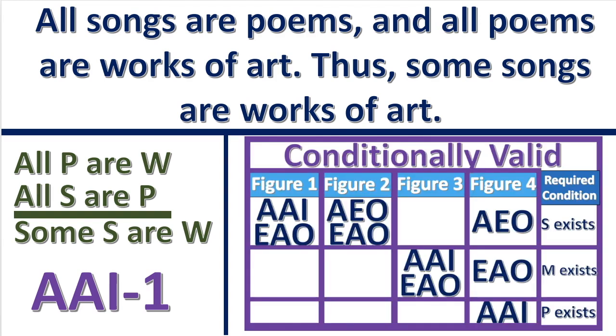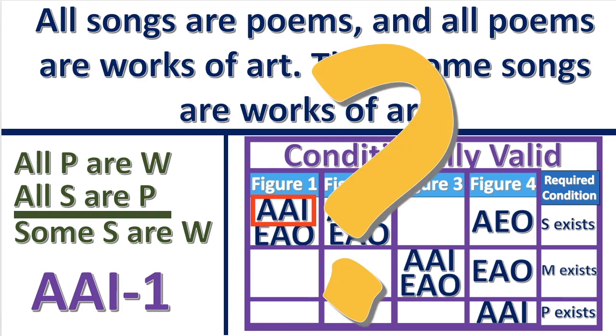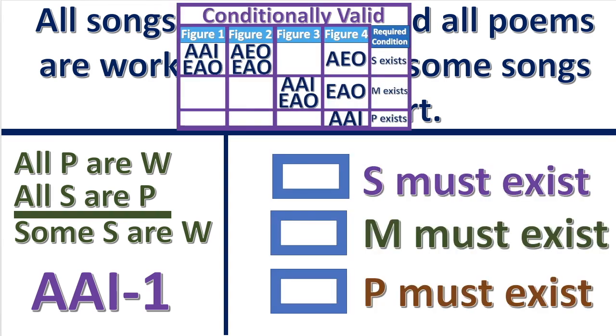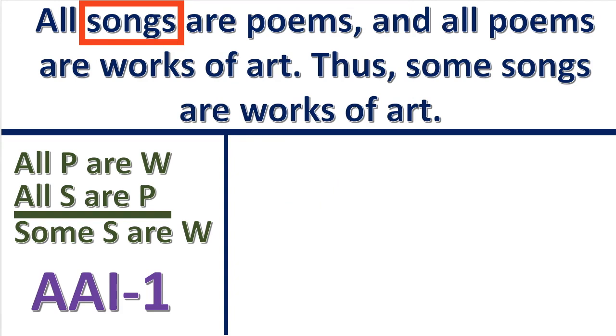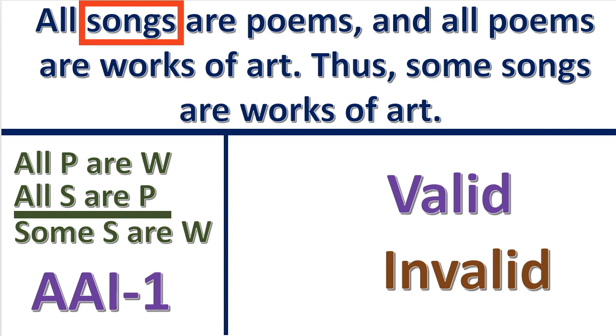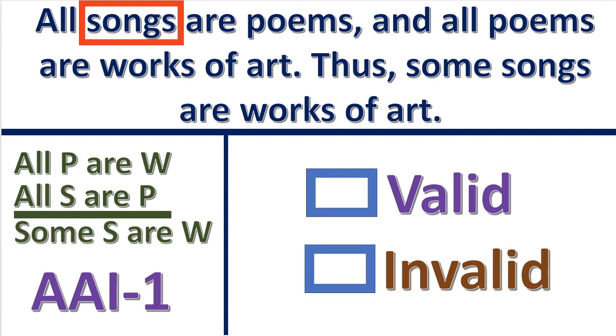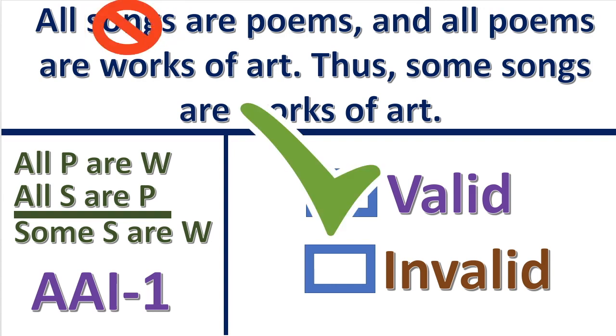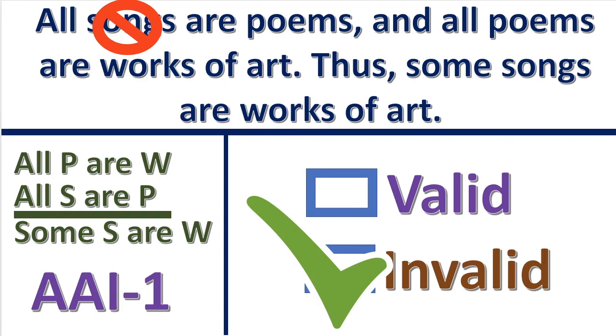Since this form is on the list of conditionally valid forms, what condition must be met for the syllogism to be valid from the Aristotelian standpoint? Press pause if you need more time. The answer will appear in 3, 2, 1. Ding! S must exist. Now, since S does exist, is the syllogism valid from the Aristotelian standpoint? The answer will appear in 3, 2, 1. Ding! It's valid. Now, if S did not exist, it would be invalid. Very good job on those practice problems.